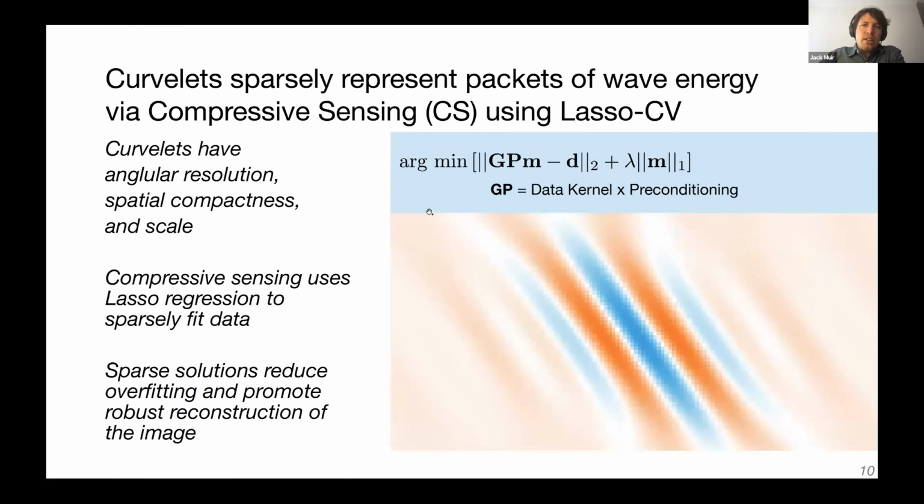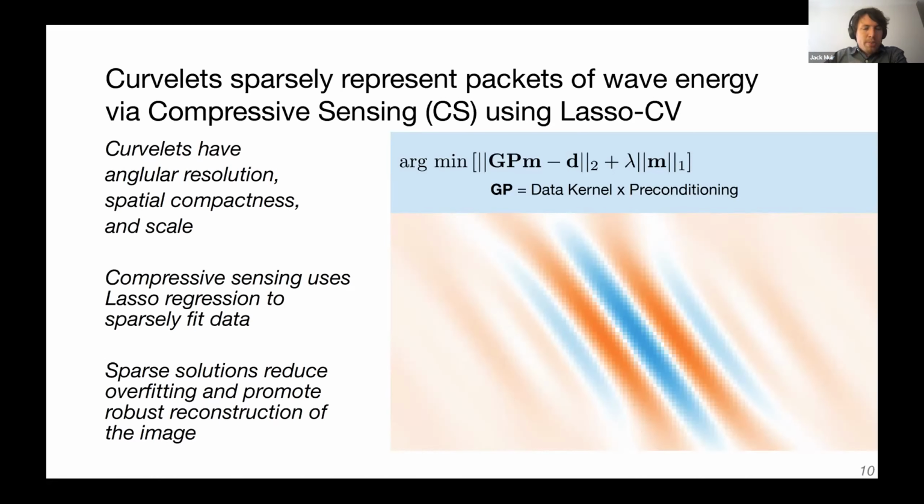The curvelet representation is a way of sparsely representing packets of wave energy. Curvelets look something like this. They have angular resolution, they're spatially compact, and they have scale. So you can see it sort of looks like a plane wave that's been tapered. It has a particular angle, and it has this particular scaling where it's longer parallel to the wavefronts than it is perpendicular to the wavefronts. And these objects were designed in the early 2000s essentially for wave physics problems, designed to optimally represent packets of propagating wave energy.